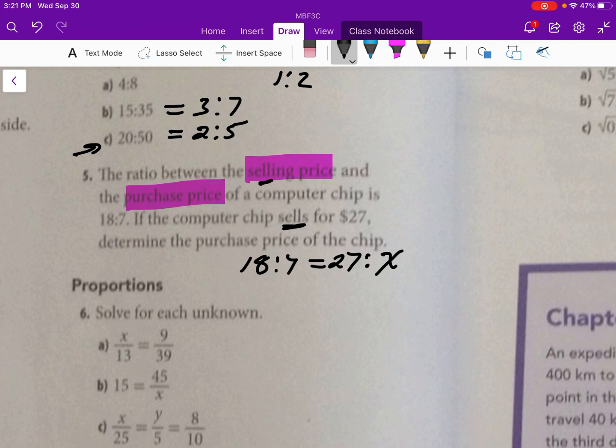So what I like to do, as I did in the last question, is convert these into fractions. So 18 to 7 would be 18 over 7. And then you have the 27 over X. And you can solve for it and see, well, what do I do? How do I solve for X? So again, we're using that idea of isolating for the variable.